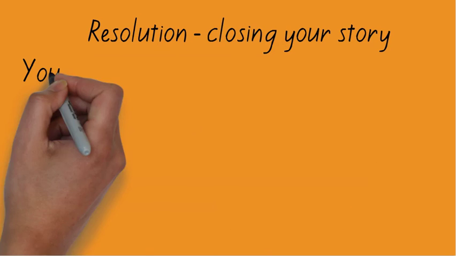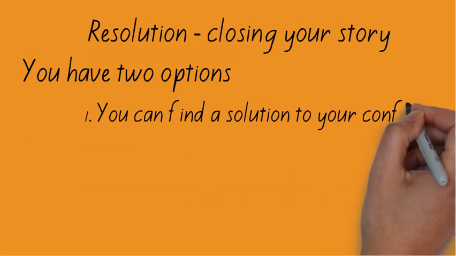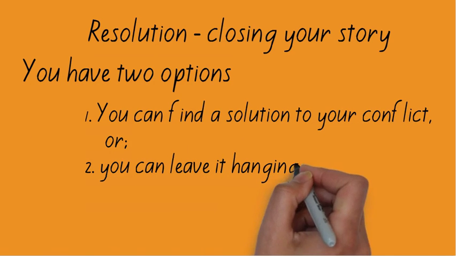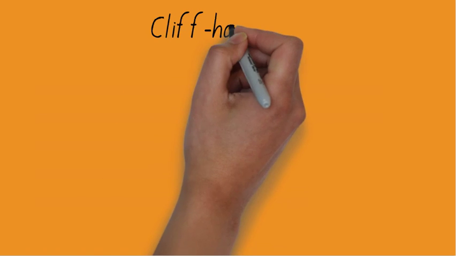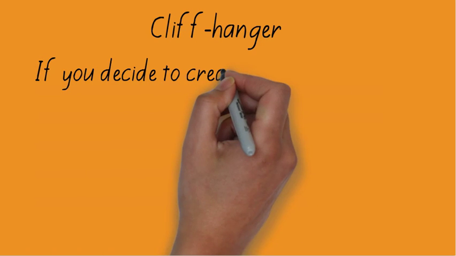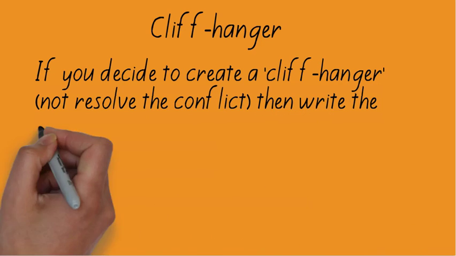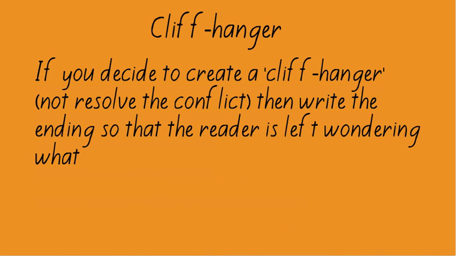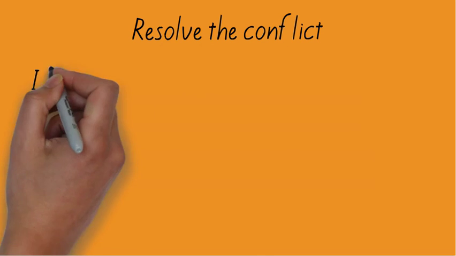Then you have the resolution, which is the closing of your story, and you have two options here. You can find a solution to your conflict, or you can leave it hanging without a solution, and this is commonly called a cliffhanger. So we'll look at both of those. If you decide to create a cliffhanger that's not resolving your conflict, then write the ending so that the reader is left wondering what happened next, but give them enough information or clues as to what may happen in the end, because they need a little bit of help there.